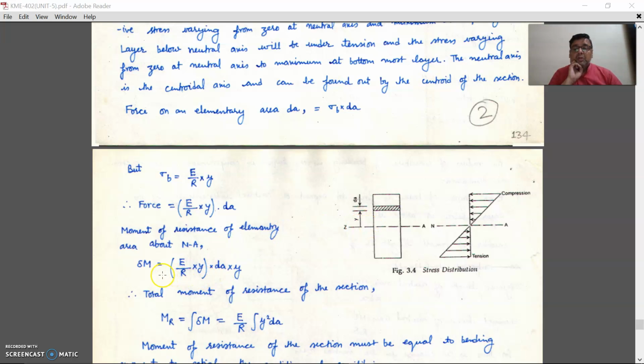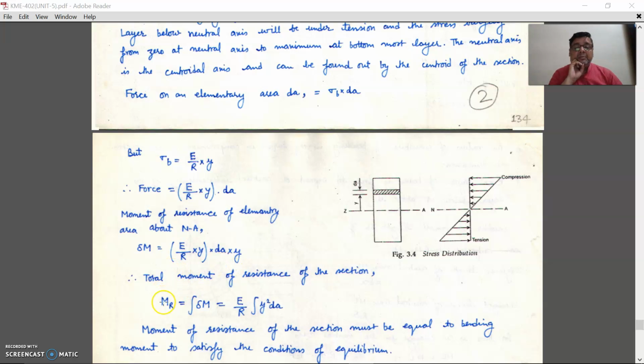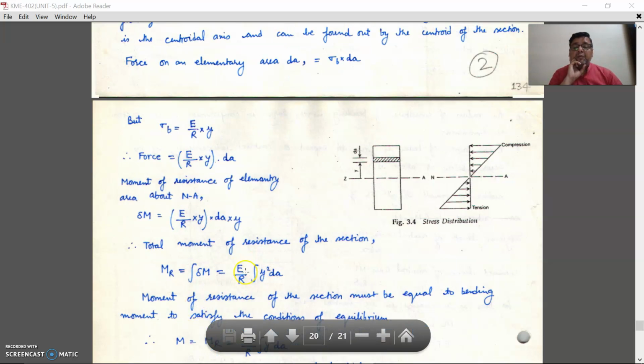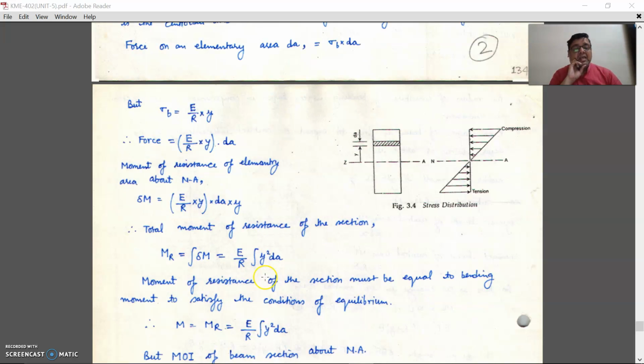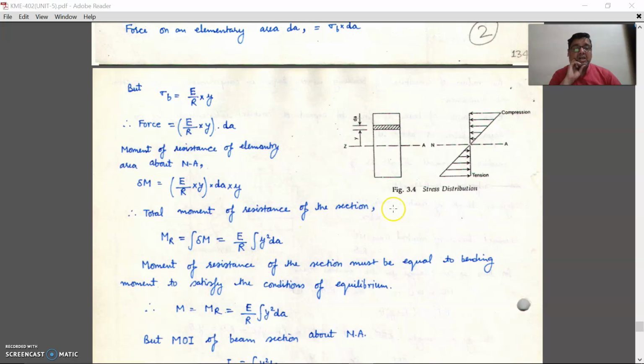Y only. So the internal moment of resistance is dF multiplied by y, and that is dM, and dM is equal to E by R into y into dA into y, right? Now, total moment of resistance means we have to integrate this. If we integrate, then E by R is a constant, it can be taken out, and we get the integral of y square dA.